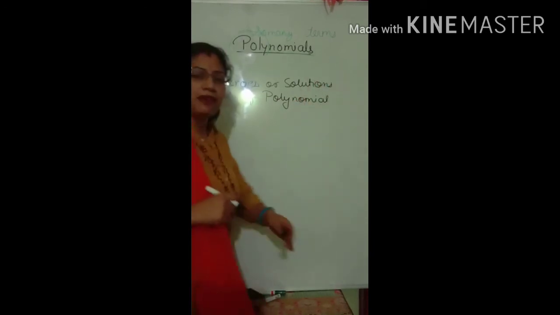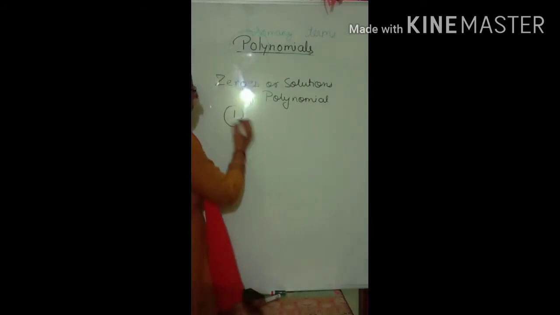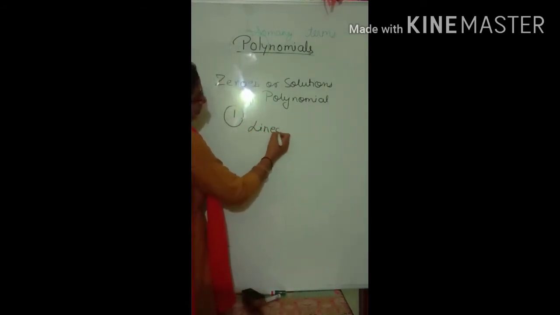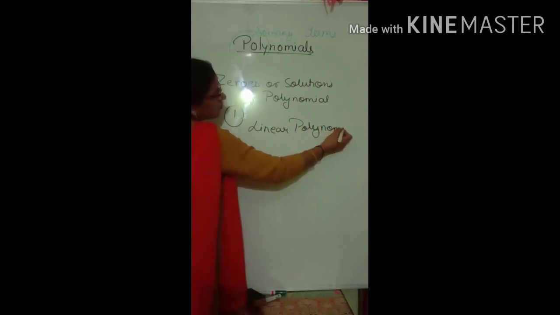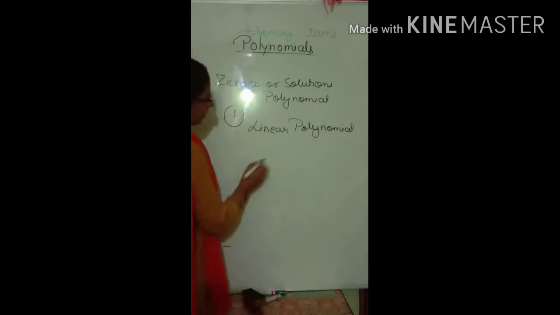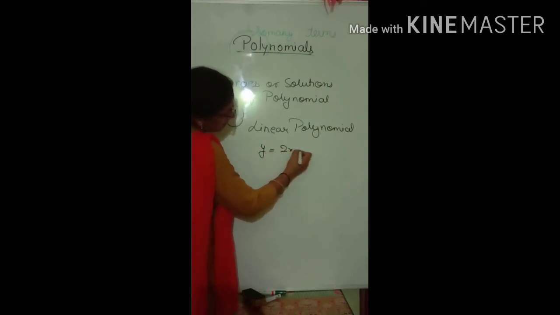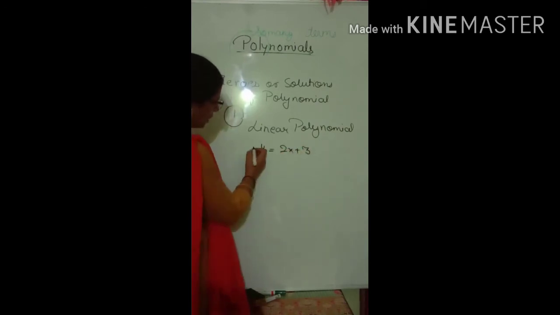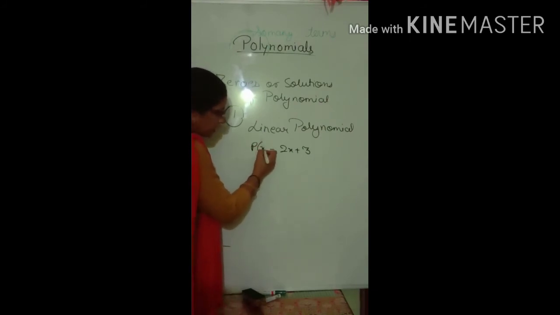Let us take one by one. First, let us take very simple linear. Very first, I am taking a linear polynomial. Any one linear polynomial. So let us take, this is some variable, some function is 2x plus 3. This is one polynomial. Let me say this is a polynomial of x variable.